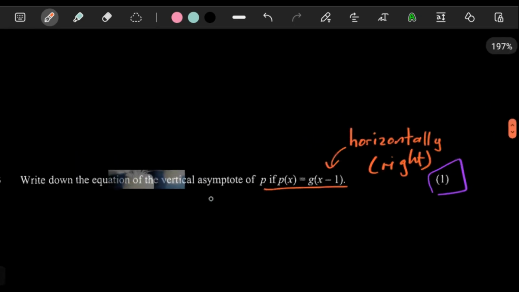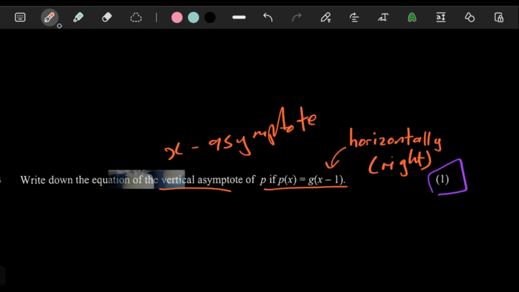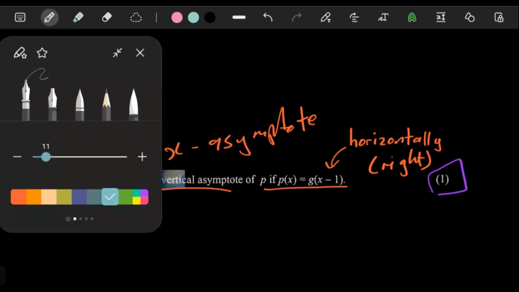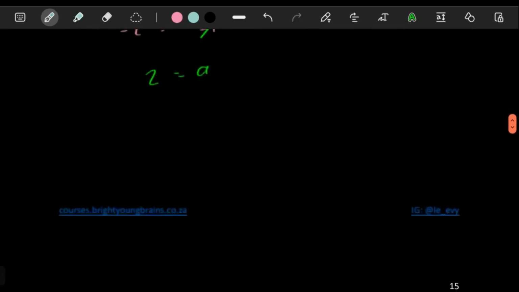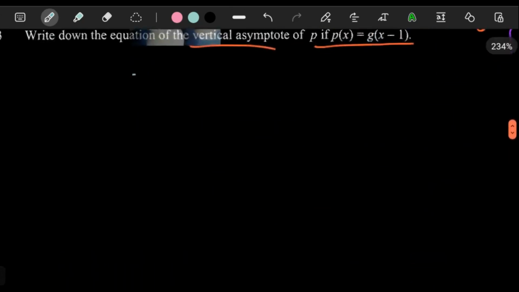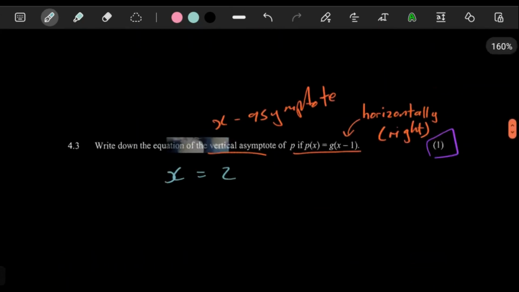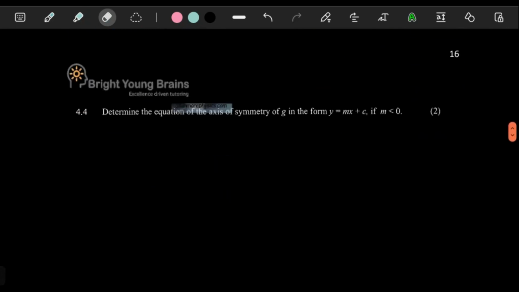It has been moved horizontally, and specifically to the right, 1 unit. So if the graph moves 1 unit to the right, the vertical asymptote is the x asymptote, if I can put it that way, the one that cuts the x-axis. So if the whole graph moves 1 unit to the right, then obviously instead of cutting at +1, it's going to cut at +2. So the equation would be x is equal to 2, because any equation of a dotted line going downwards like that is going to be x is equal to whatever x value it cuts. So we don't have to worry too much about that question. It's quite straightforward. 4.4 says determine the equation of the axis of symmetry of g in the form like this. In this format, if your m is smaller than 0.